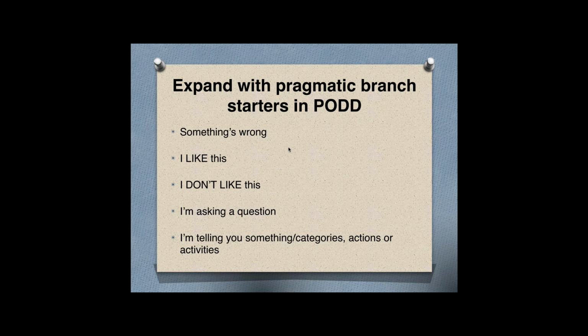You can expand on the I'm asking a question with lots of who questions. So under the I'm asking a question pragmatic branch starter, you'll find things like who is that, and where is that person. And then we can get into those describing words and adjectives if we follow the I'm telling you something, get into categories or actions or activities. So lots and lots of options for how we can use expansion with the words that we're focusing on this month.